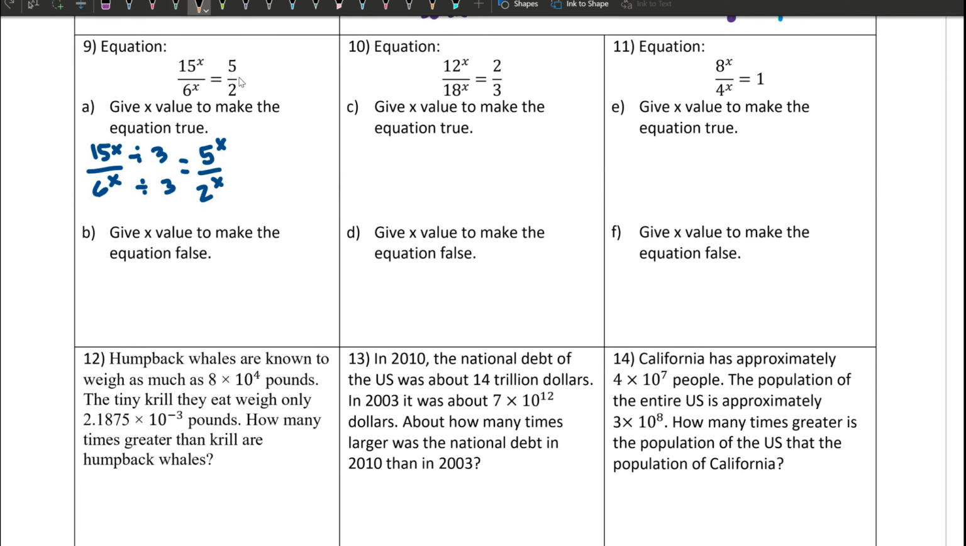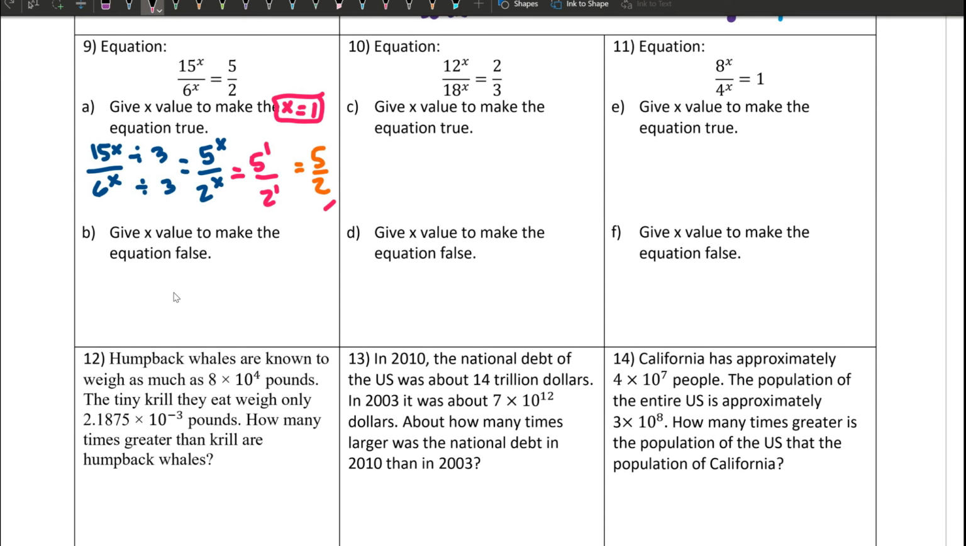So what is the x supposed to be so that the answer is 5 over 2? It's quite obvious that x is supposed to be 1, right? Because 5 to the first power is 5 and 2 to the first power is 2.